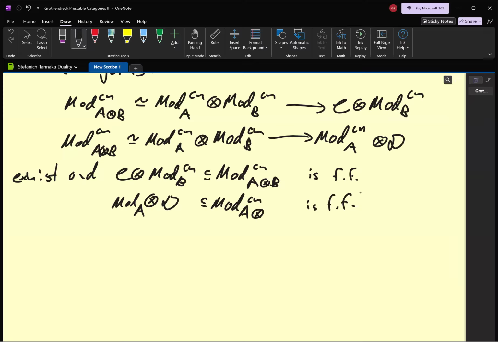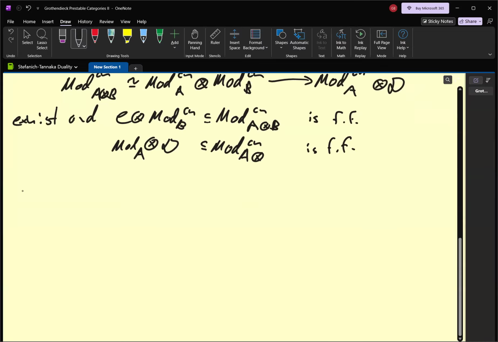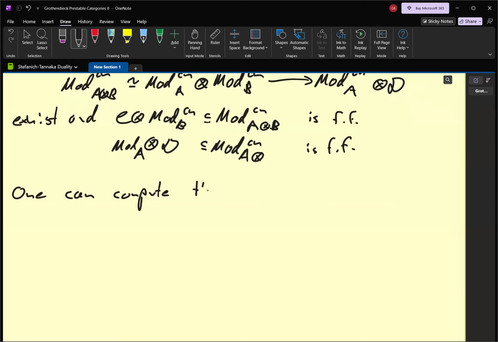And so the thing is now that one can compute that C tensor D is simply given as C tensor Mod_B intersected with D tensor Mod_A, no, sorry, with Mod_B. This is all a mess.